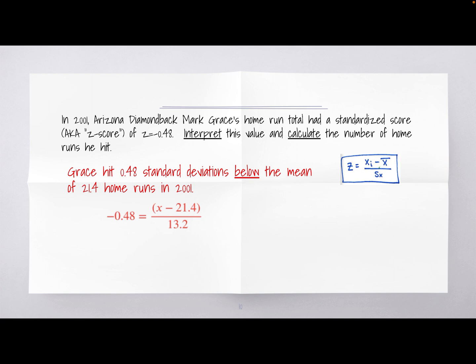So we have an equation that we must solve. Following the rules for solving equations, we multiply both sides by 13.2. We get negative 6.336 equals x minus 21.4. We're still solving for x, so we add 21.4 to both sides. When you do that, you get approximately 15. So Grace hit about 15 home runs. Okay, that is it for today's notes.